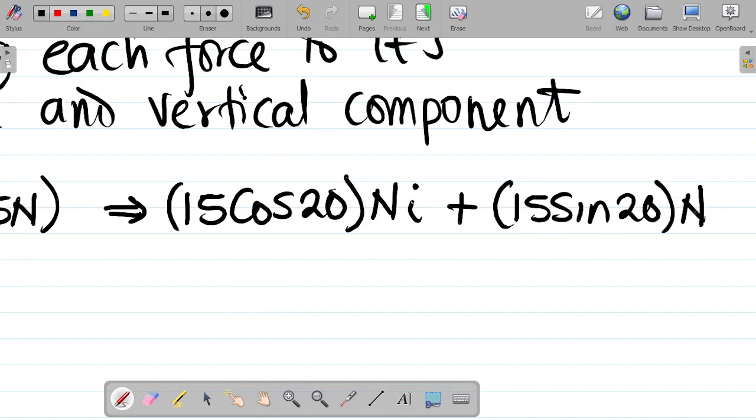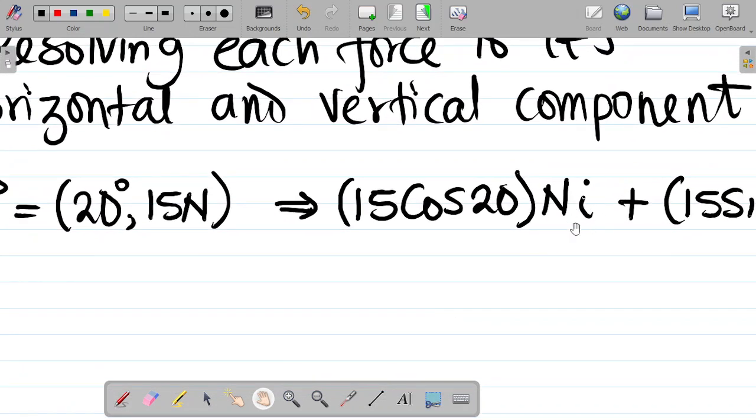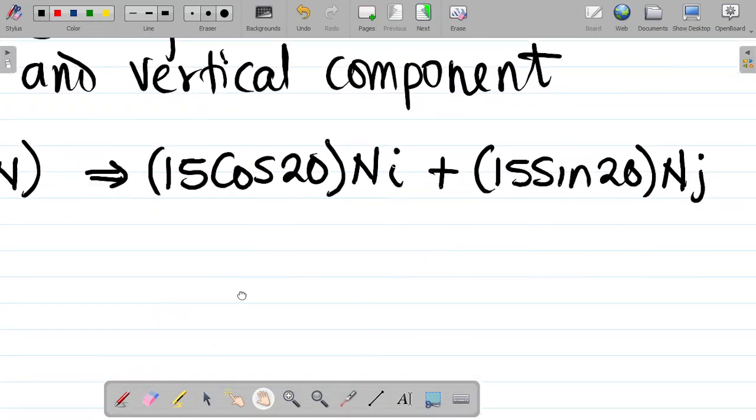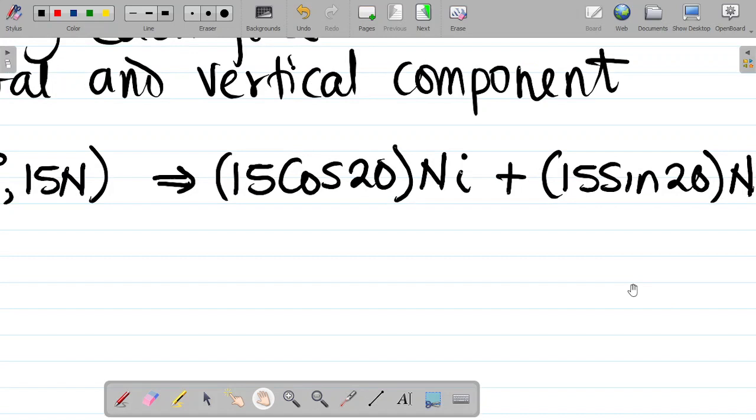And since you are resolving to the vertical component, it becomes what there? J. Alright. When you resolve to horizontal component, you put what there? I. When you resolve to vertical component, you put what there? J. That's the concept. Alright. So this is what we have. Let's complete this.